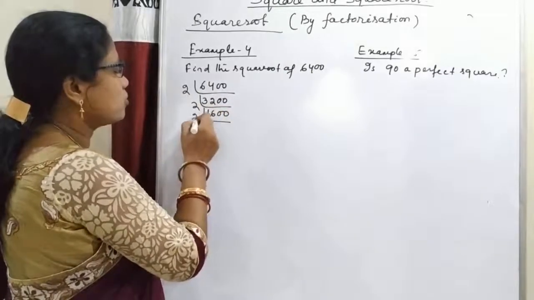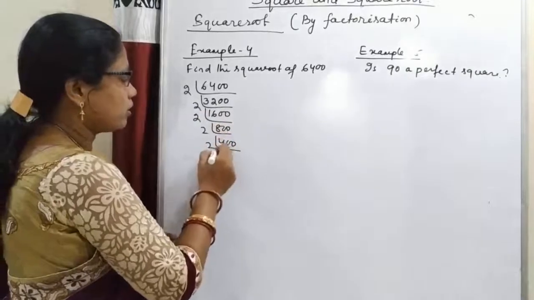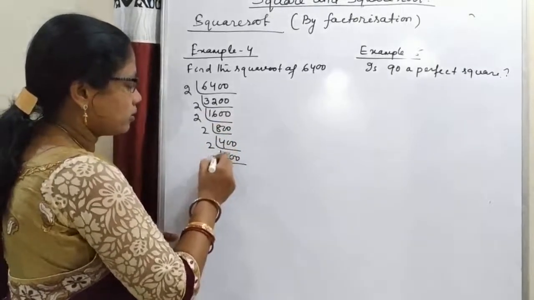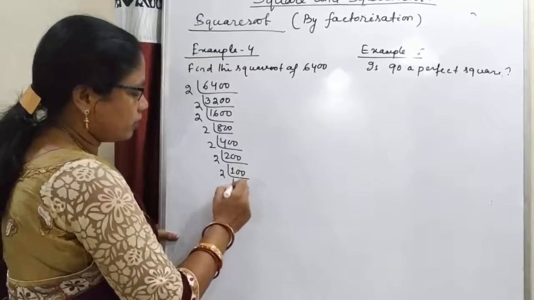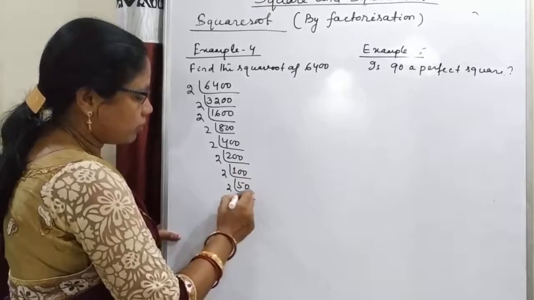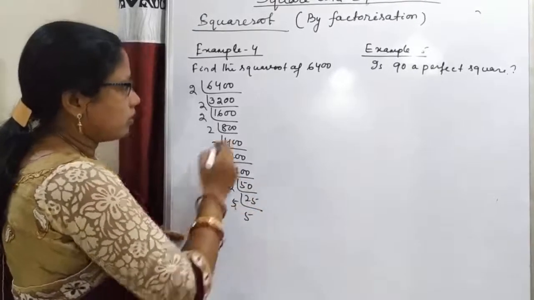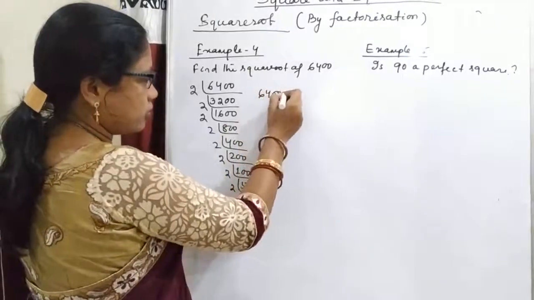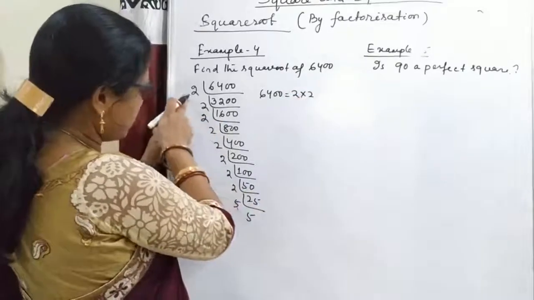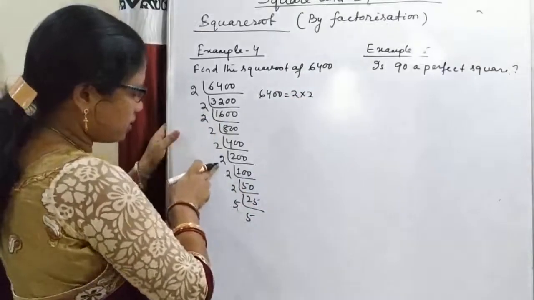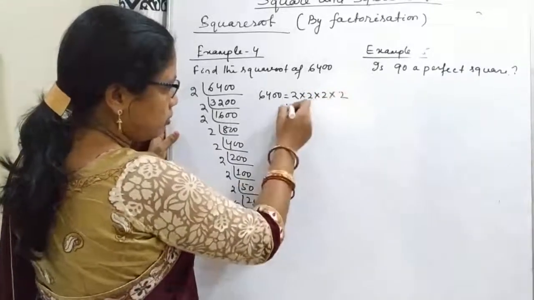So like this, 2,800, then 2,400, then 2,200, then 2,100, then 2,50, then 2,25, then 5. So 6400 is equal to 2 multiplied with 2... How many 2's are there? 1, 2, 3, 4, 5, 6, 7, 8. So 2 multiplied with 2.